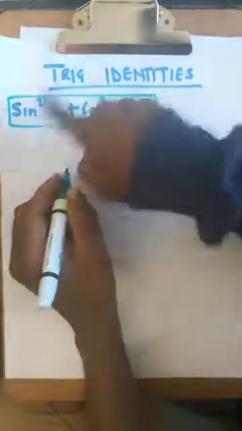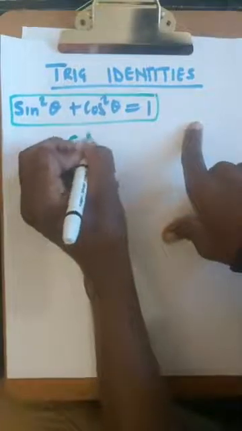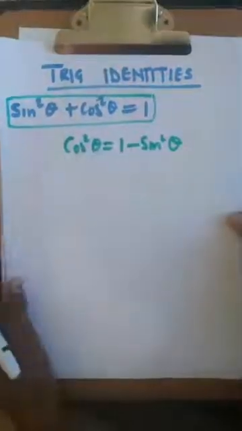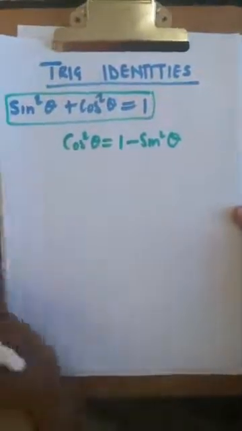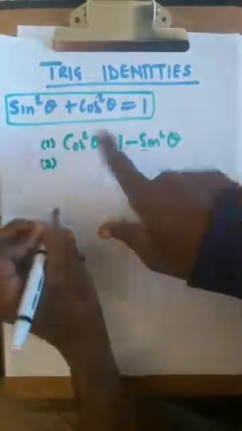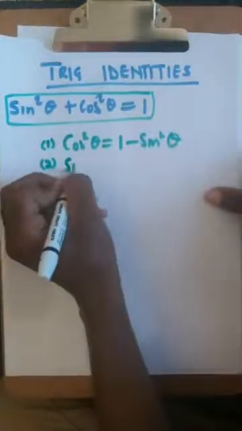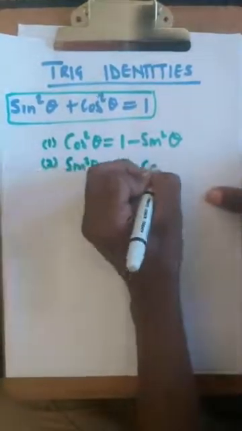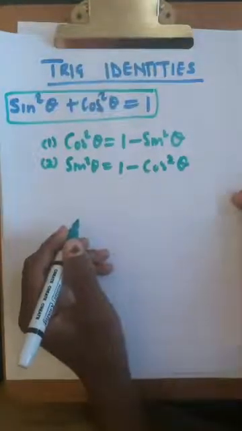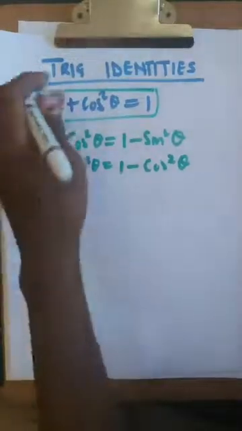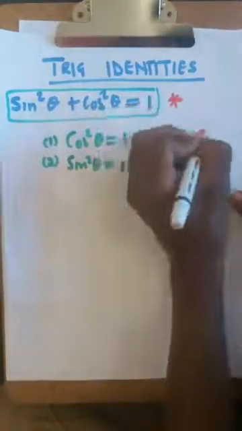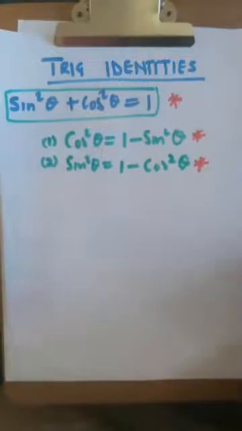If I take sine squared to the other side, this becomes cos squared theta is equal to 1 minus sine squared theta. It's a lot of things we know before we can do identities. If I also take cos squared to the other side, it becomes sine squared theta is equal to 1 minus cos squared theta. So that's one, two, three. These ones are our trig identities. These are very important, and you must keep them in mind.